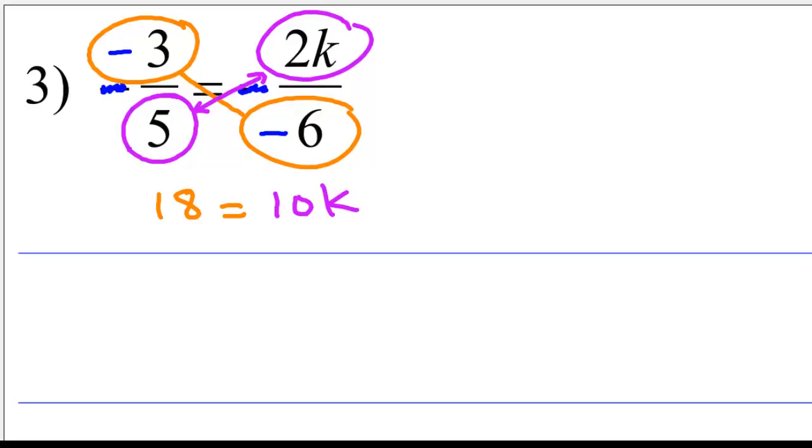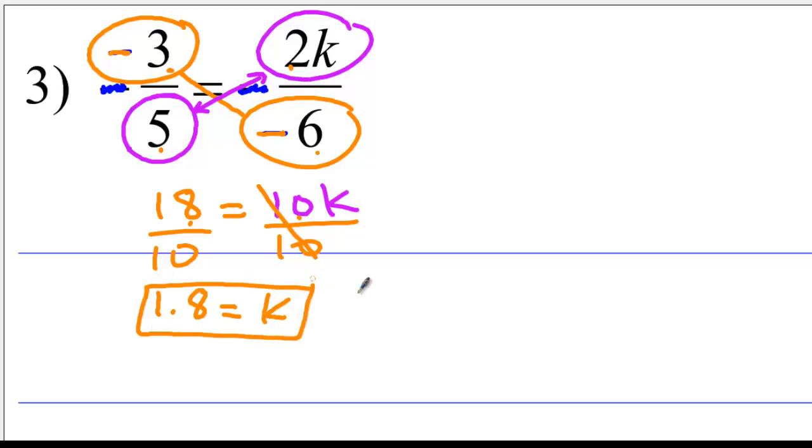Next you divide by 10. How did you get 10? Because 5 times 2. And 18? 3 times 6 is 18. But I thought it was supposed to be negative 18. No, because if you take a negative times a negative, it's a positive. So 10 divided by 18, that's 1.8 equals k. Actually, it's 9 over 5. Or you can say k equals 9 over 5.